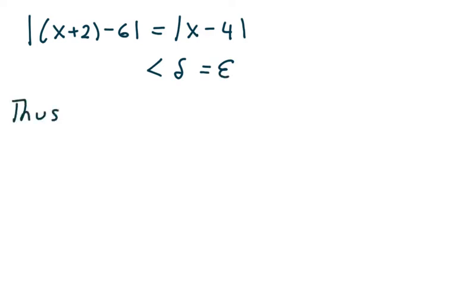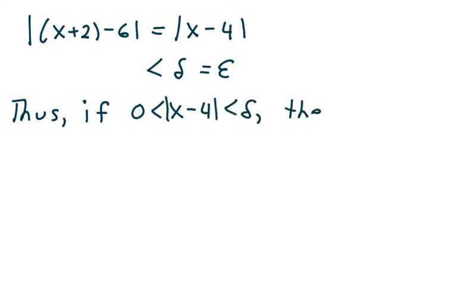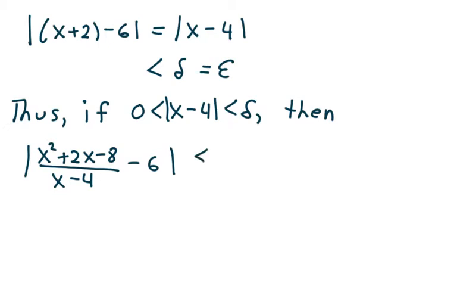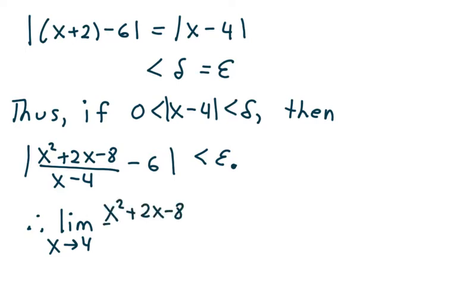Thus, if 0 is less than x minus 4, which is less than delta, then the absolute value of (x squared plus 2x minus 8)/(x minus 4) minus 6 is less than epsilon. And we have thus shown that the limit as x goes to 4 of (x squared plus 2x minus 8)/(x minus 4) is equal to 6.